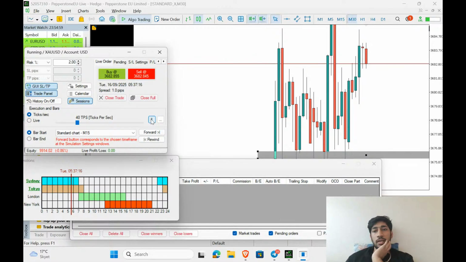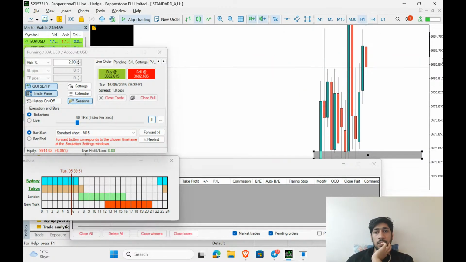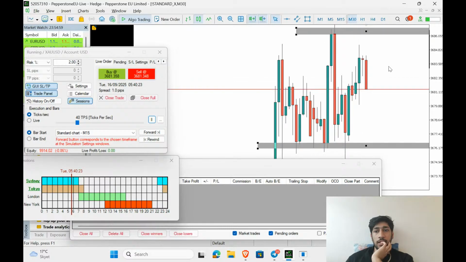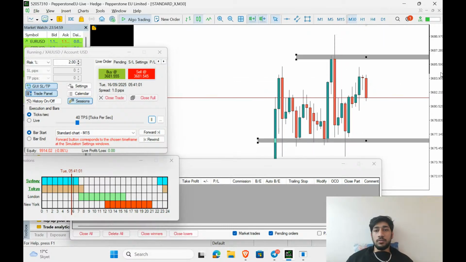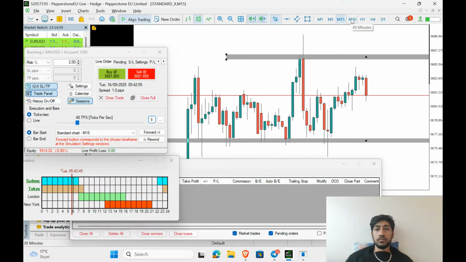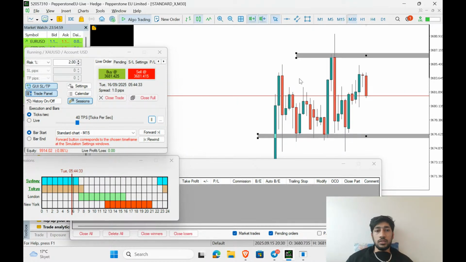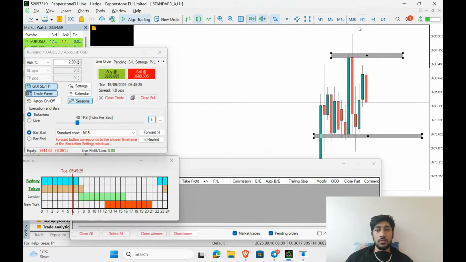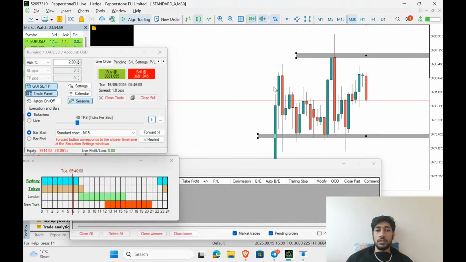Can we take a buy if this candle just breaks the high of the previous candle? But I don't think we're gonna break the high. Yeah, we just broke the low. Wait, we don't care actually.